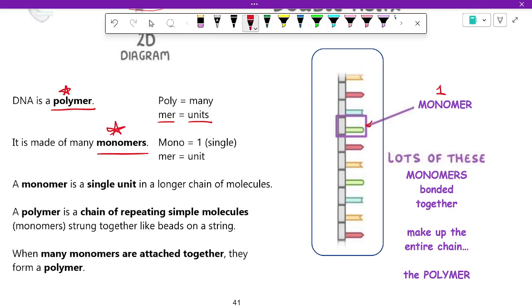They'll come in really handy if you take Biology 12 because carbohydrates are polymers made of monomers called sugars. Proteins are polymers made of monomers called amino acids. And there's a whole bunch of things that are just like that, okay?